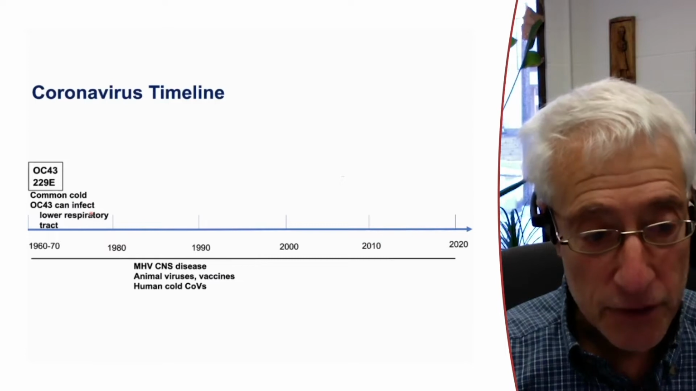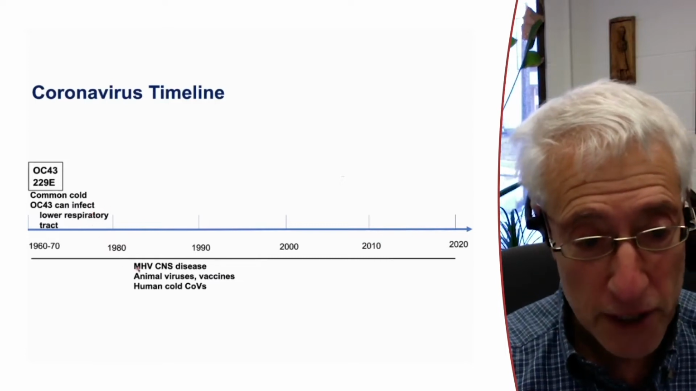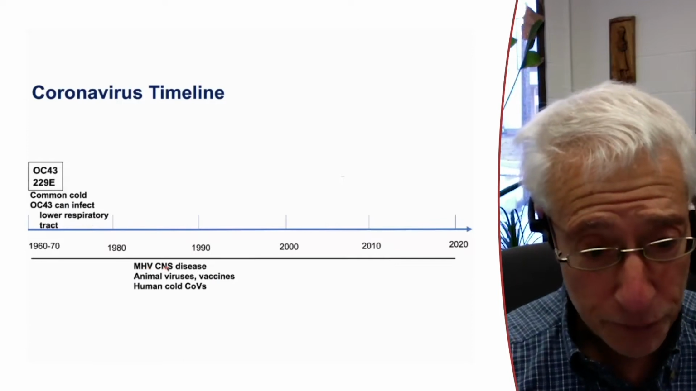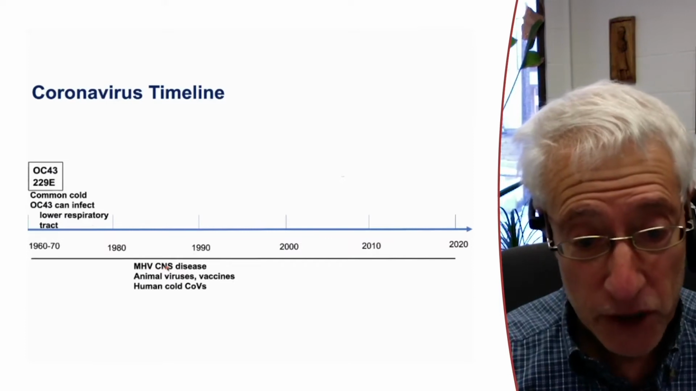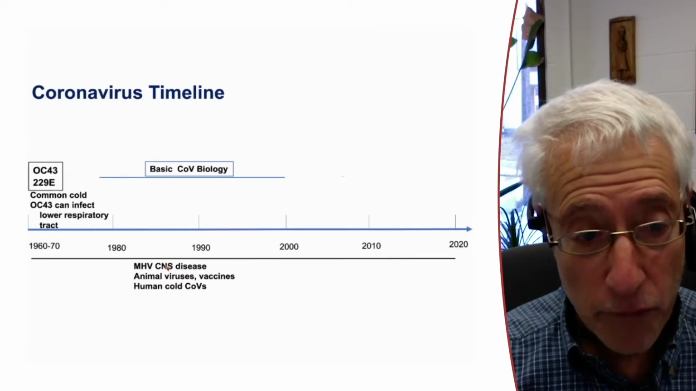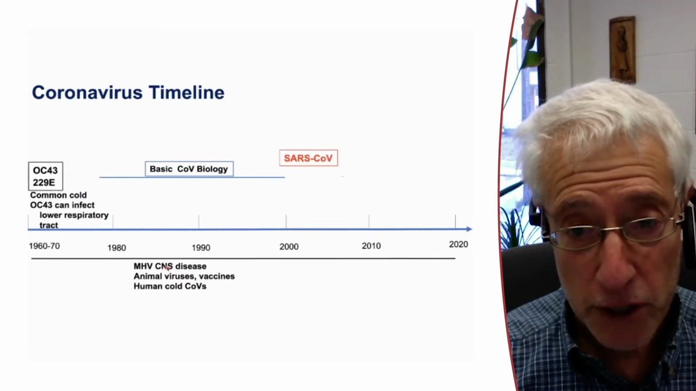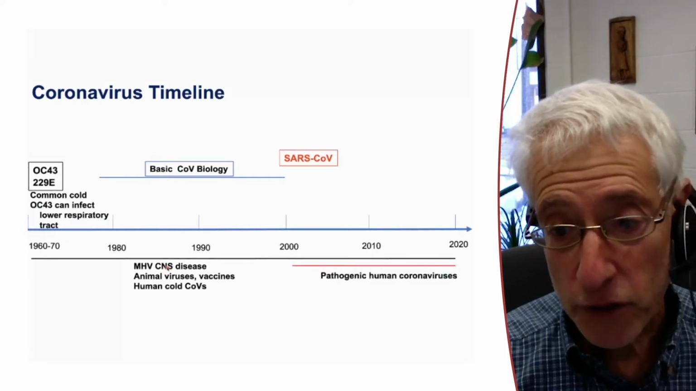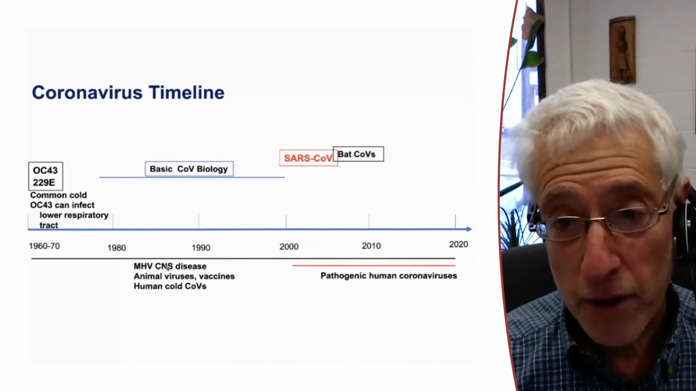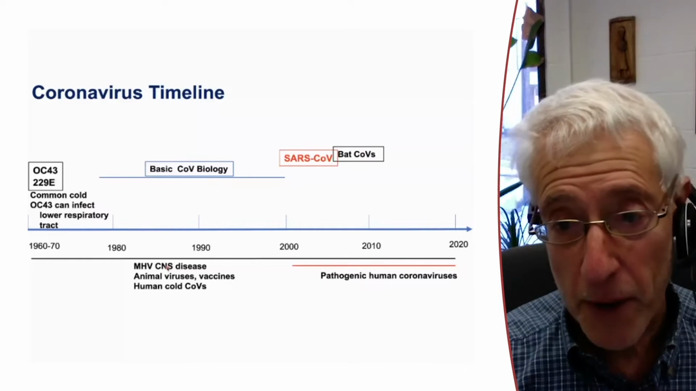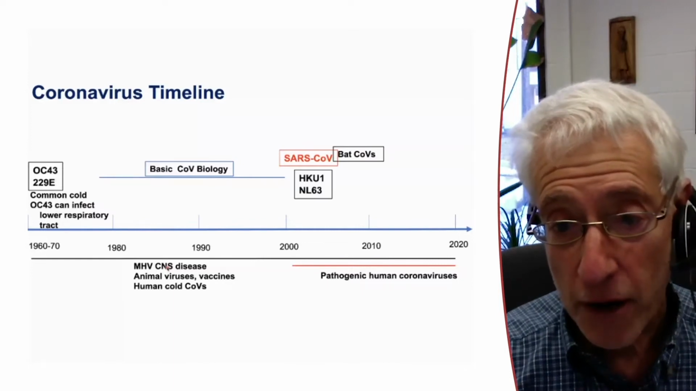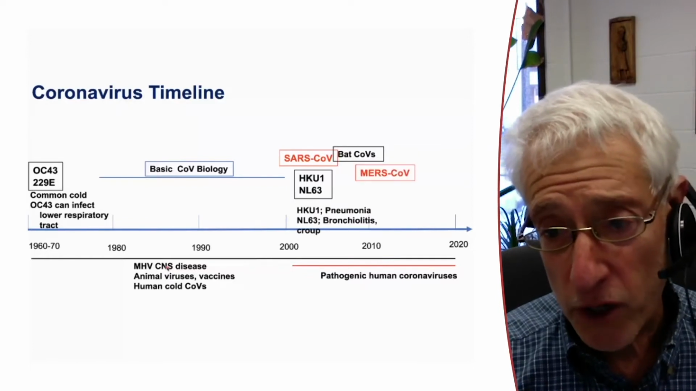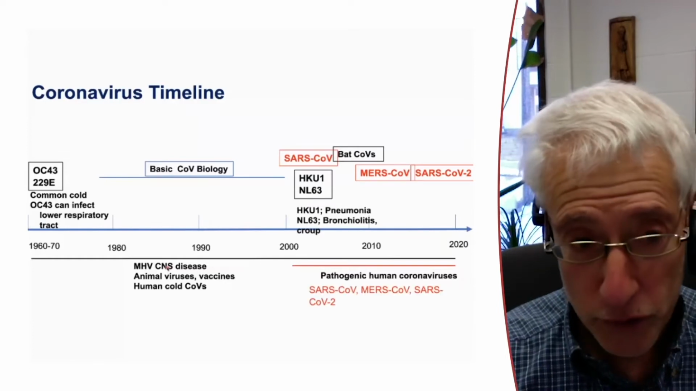After that, in the 1940s, and then developed more in the 1980s, this virus, mouse hepatitis virus, which causes brain disease, was identified. And then people started developing vaccines for these animal coronaviruses. And then over these years, the basic coronavirus biology was identified. SARS-CoV was identified in 2003, and then in 2008 or 9 it was realized that these were bat coronaviruses. We suspected this before, but these are bat coronaviruses that entered human populations. HKU1 and NL63 were found after SARS-CoV, and then MERS was identified in 2012, and then SARS-CoV-2 more recently.